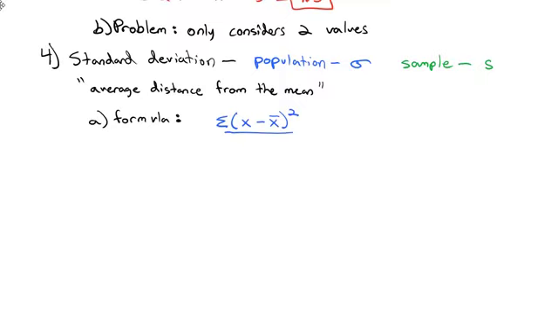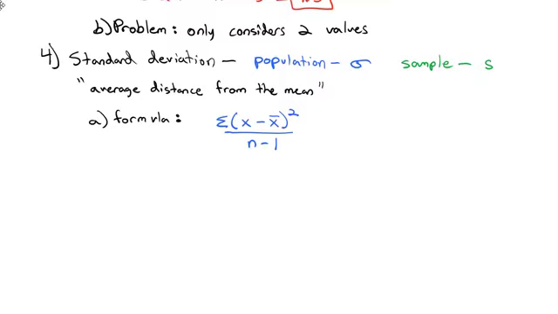Then we'll divide by the sample size, which turns out with standard deviation, and when we derive the formula, it's not exactly the sample size we divide by, but we'll divide by n minus 1. And the reasons for the minus 1 are beyond the scope of this course. So you'll just have to trust me: to take an average distance from the mean with the standard deviation, we're going to divide by n minus 1.